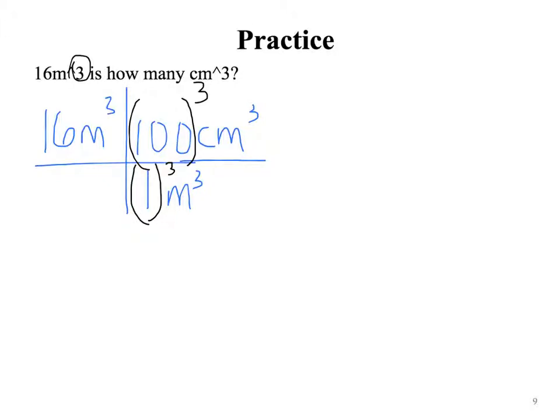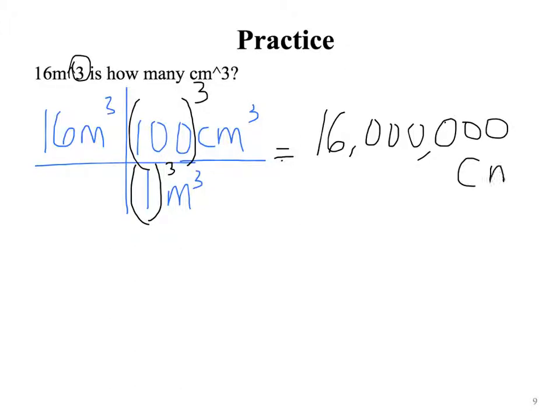So what you're going to do is 16 times 100 cubed divided by 1 cubed. If I do that, you end up getting 16 million centimeters cubed. That was my point with this slide: if you're doing cubes, you have to cube the conversion factor.